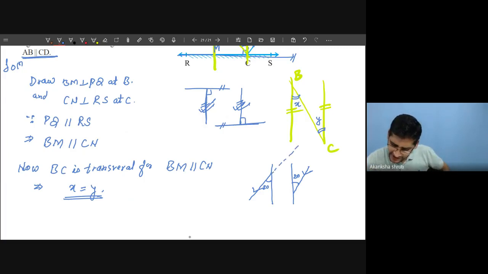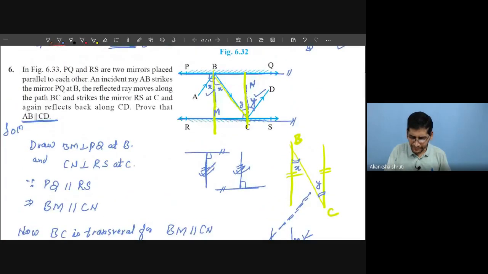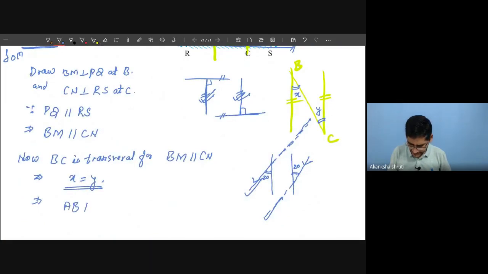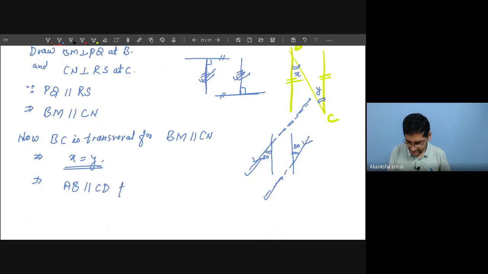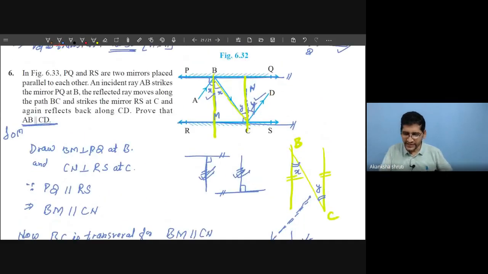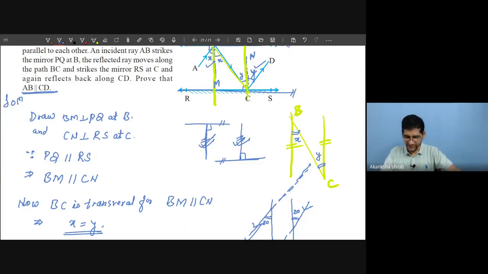If you extend this, you can observe it is going like this and it is coming like this. So because these two angles X and Y are equal, this line and this line are parallel. So this indicates AB is parallel to CD. This way it is proved. So it is very easy. Just here you have to take the construction and prove that the angle of incidence and angle of reflection are equal. By that way we can say it is parallel. It is only that one.